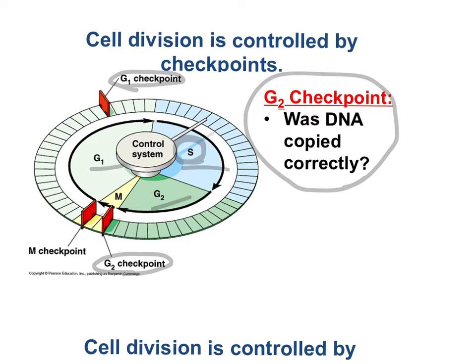All right, G2. So the G2 checkpoint will check to make sure that the DNA was copied correctly. And if not, the cell has machinery to fix any errors that there might be. But there are occasionally mutations that get passed. So the G2 checkpoint is a small pause. You can see that these 2 checkpoints both occur during interphase, which also helps to explain why interphase is so long, because the cell pauses and makes sure everything is good to go before moving on to mitosis.